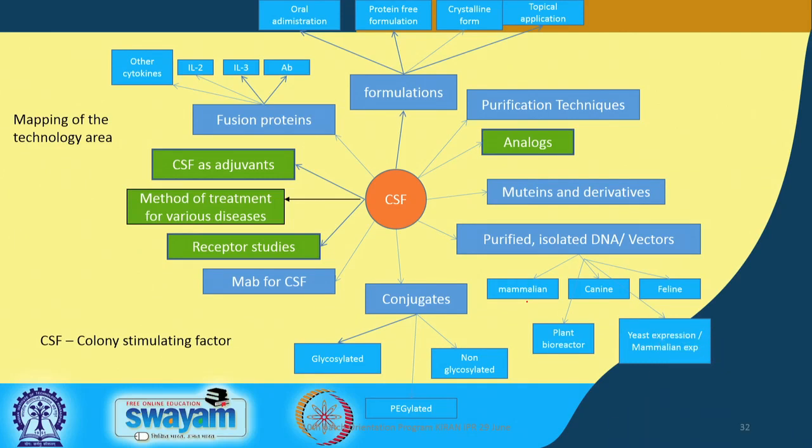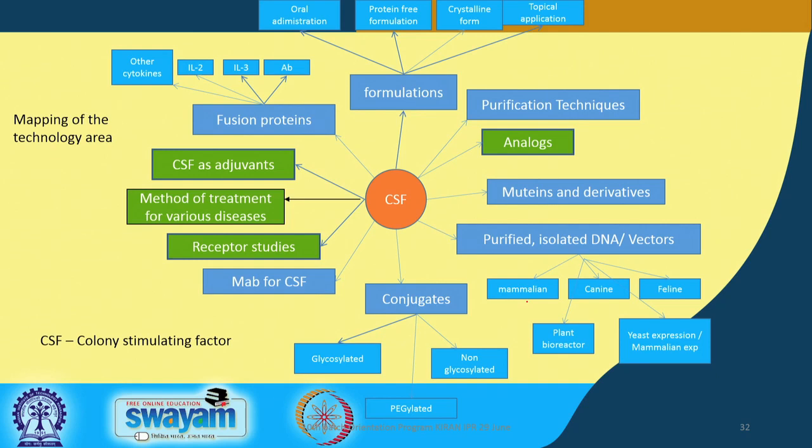From here on, we look at certain examples of how a patent landscape can be taken up from the point of view of the 4 steps that we discussed. So this is an example. What you see on the screen is a colony stimulating factor, which represents a whole lot of developments. So this is a molecule.